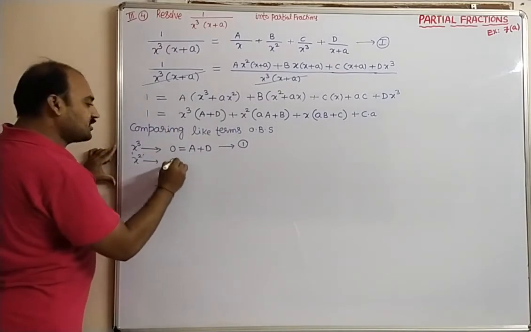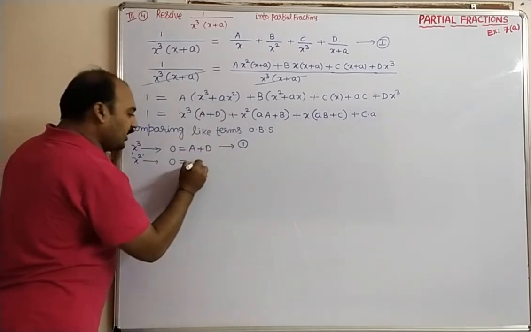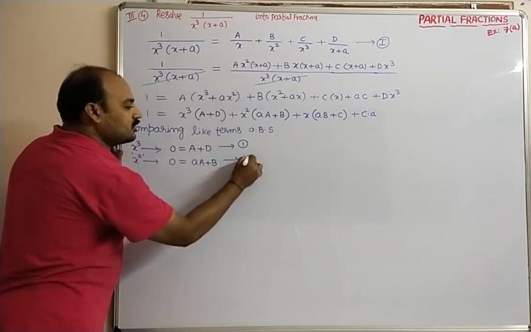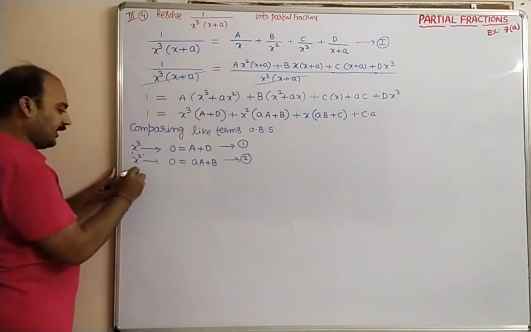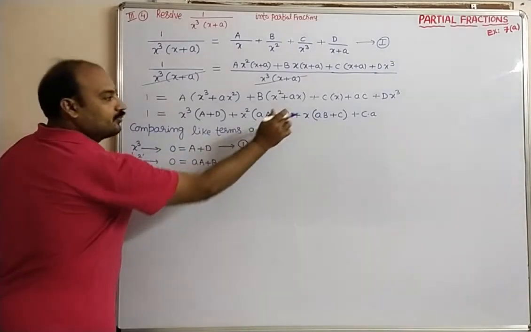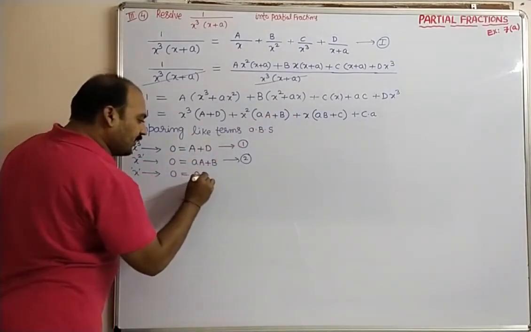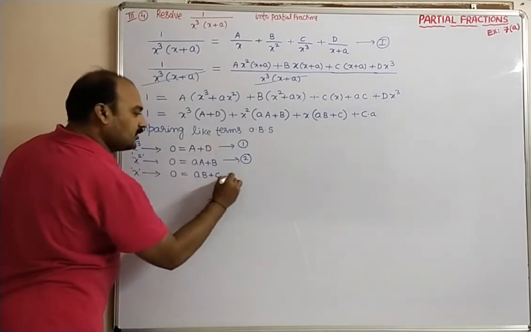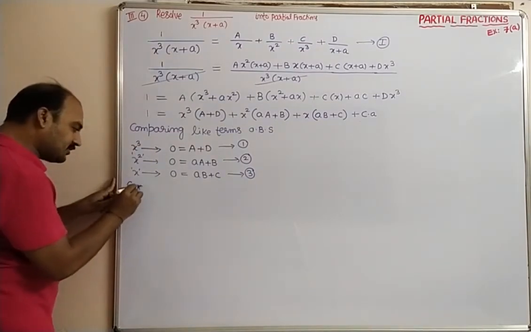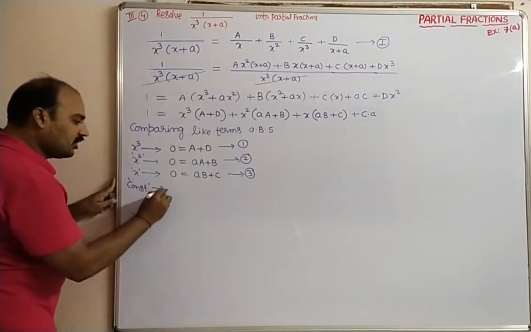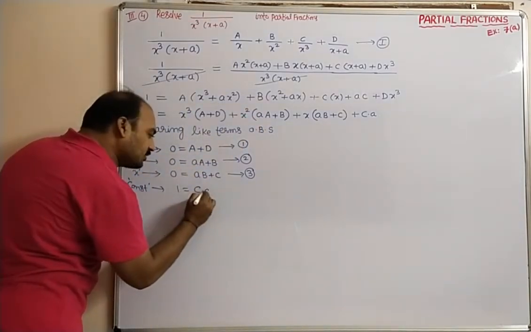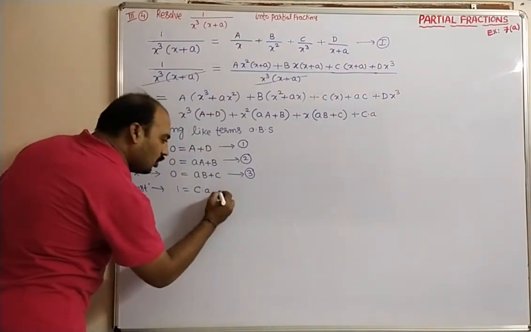X square coefficient is 0 equal to a into capital A plus b, equation number 2. Comparing x, here 0 is equal to small a into capital B plus C, equation number 3. And comparing constant terms, here the constant term is 1, their constant is capital C into A, small a, equation number 4.